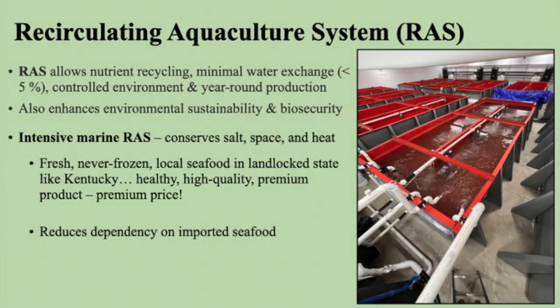Recirculating aquaculture systems, RAS, allow nutrient recycling, minimal water exchange, in some cases less than 5% water exchange in the entire culture period of the animal, and a controlled environment. That means you can control the disease outbreaks, the temperature and the water quality parameters, and have year-round production. At the same time, it also enhances environmental sustainability and biosecurity.